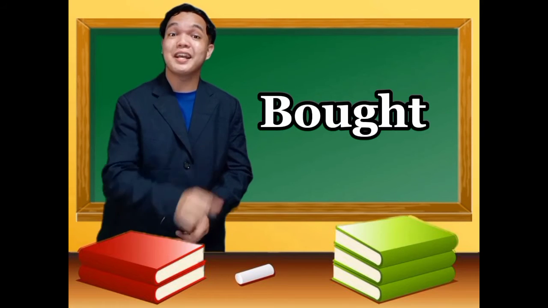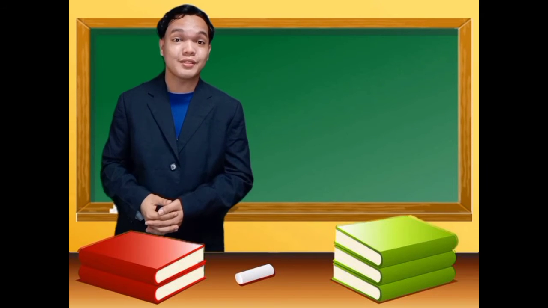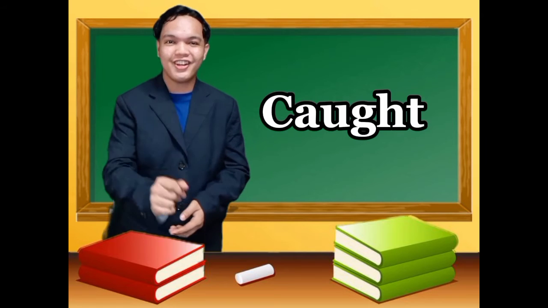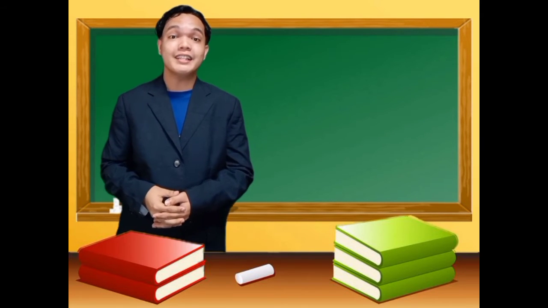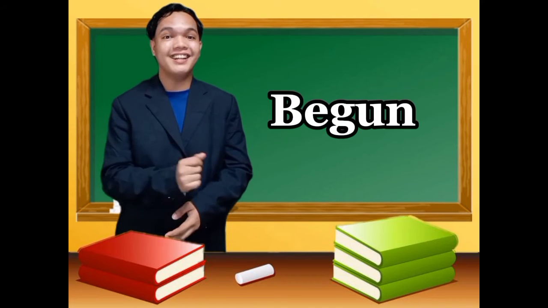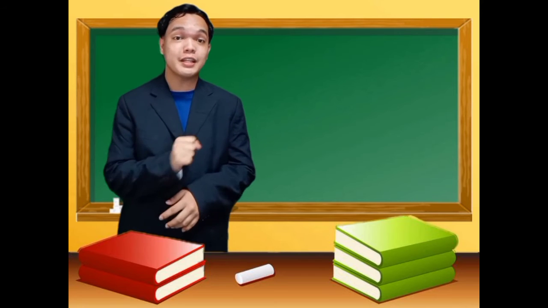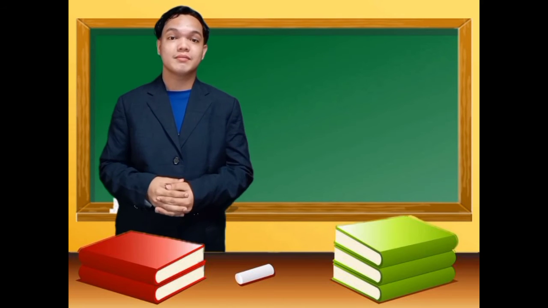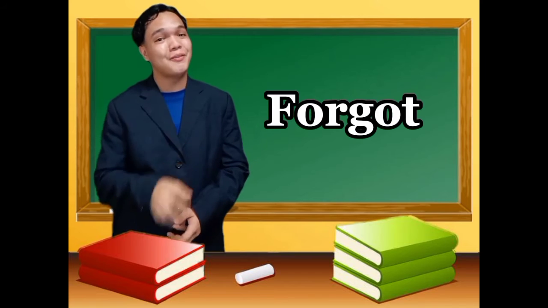Bought. Great. How about in the fifth sentence? What is the irregular verb used? Got. Correct. How about in the seventh sentence? What is the irregular verb used? Begun. Nice. How about in the ninth sentence? What is the irregular verb used? Forgot. Great job, well done.